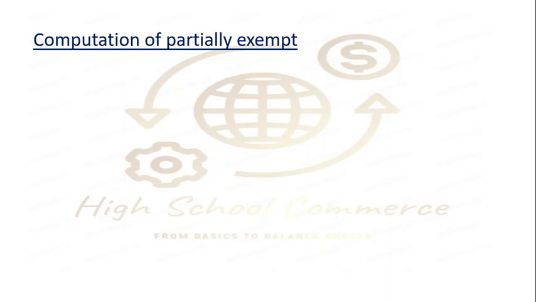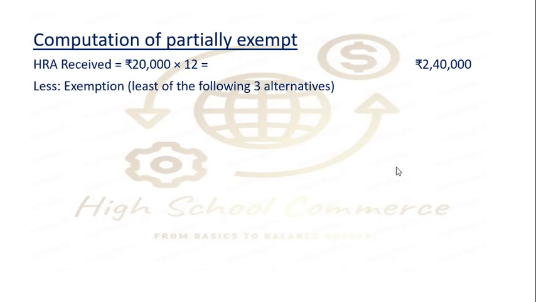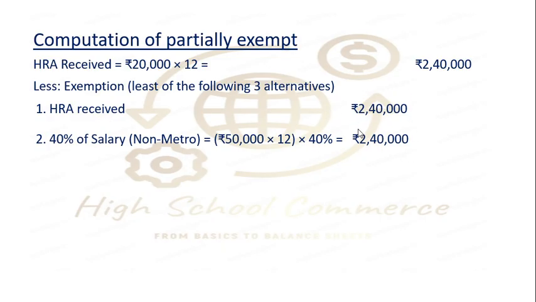Computation of partial exemption. Total HRA received, 20,000 multiplied by 12 months, is 2,40,000. Less exemption, least of the following three alternatives. Number 1, HRA received, the total amount we have received, that would be the maximum exemption, so that we have written. Second condition that we have written, that is 40% of salary. 50,000 multiplied by 12 comes to 6 lakh. 40% of 6 lakh is 2,40,000.